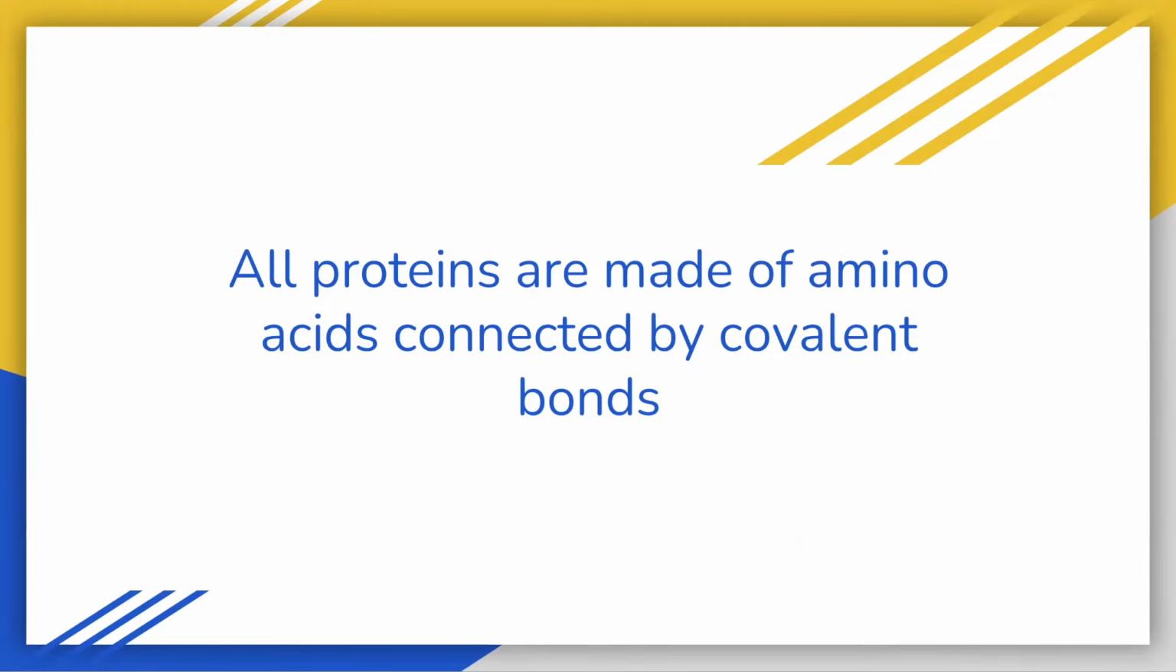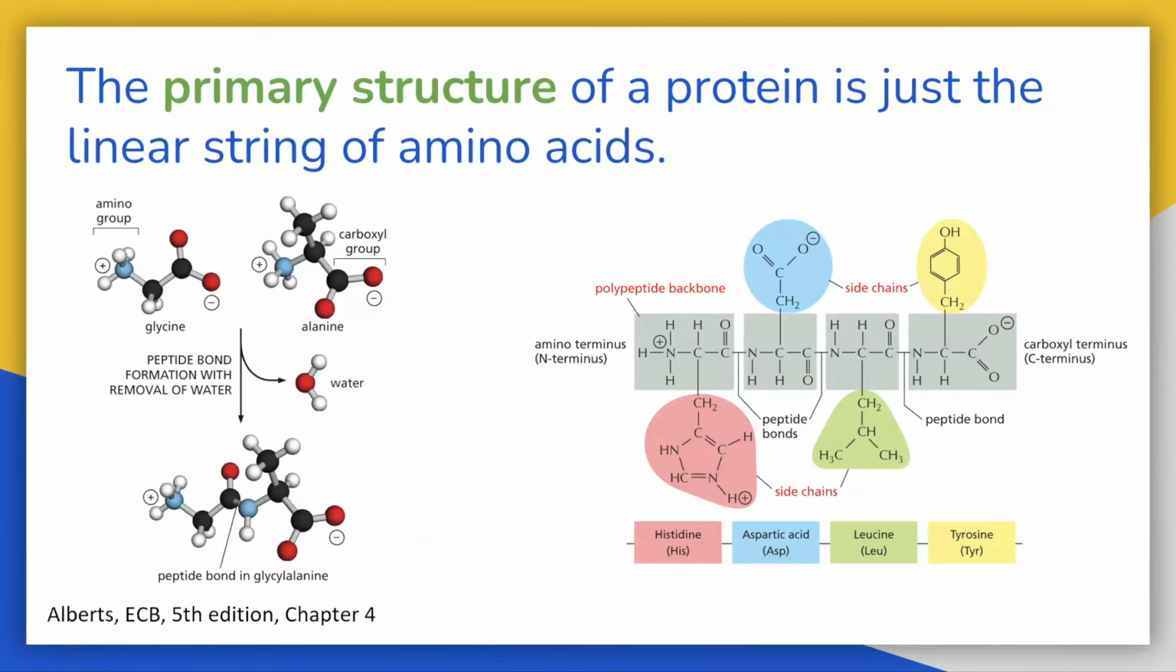To start, all proteins are made of amino acids connected together by covalent bonds. And the primary structure of the protein is just that linear string of amino acids. So we have seen before that when you have 2 amino acids, and in this picture you can see you've got the N, alpha carbon, C double bond O, OH, and the same on the amino acid that's next to it. We can do a condensation reaction between the hydroxyl group here and one of the hydrogens of the next amino acid, and that will form a peptide bond here between those two.